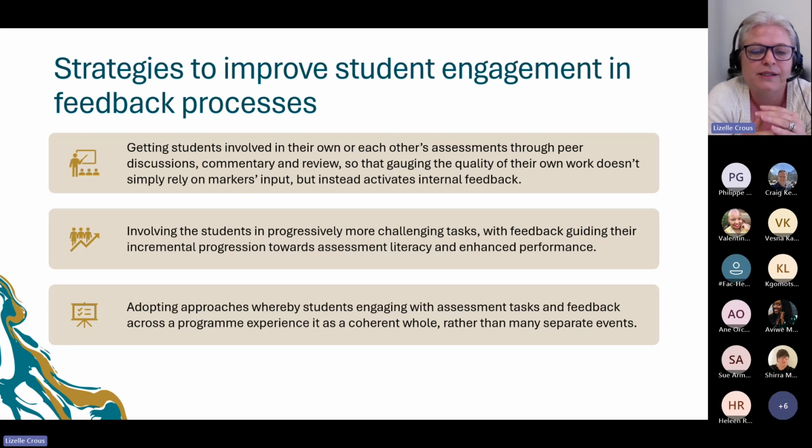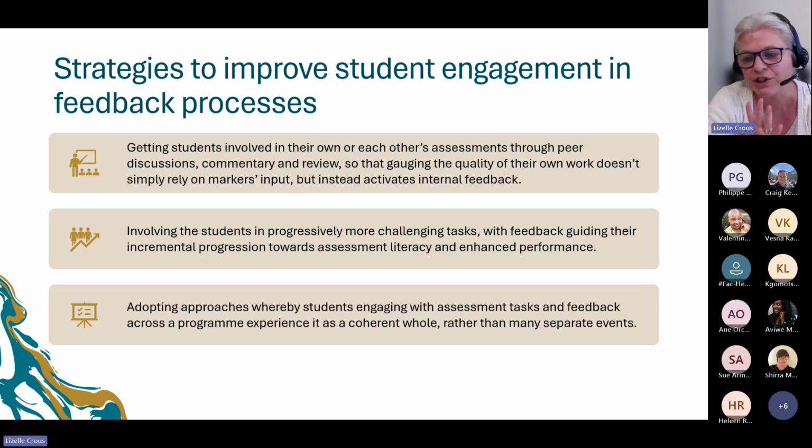So again, it's reinforcing, get them involved in their own and other assessments through peer discussions. They must provide commentary, and they need to review. And that's the only way that they will be able to gauge their own quality, or the quality of the feedback that they are providing. It's also for them to see, are they progressing according to the set standards? So moving from emerging to achievement or mastery in the end.